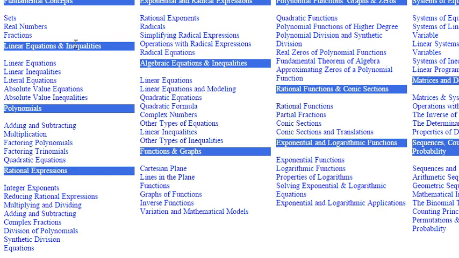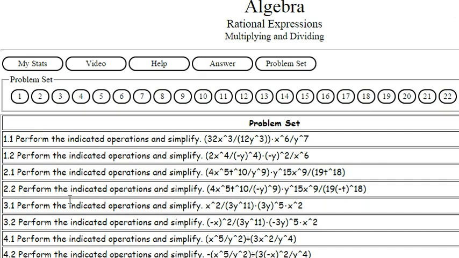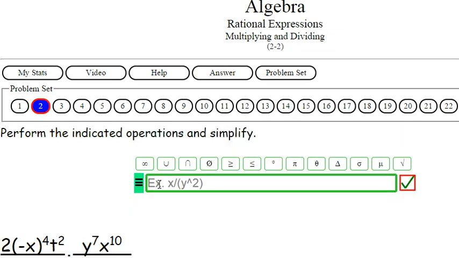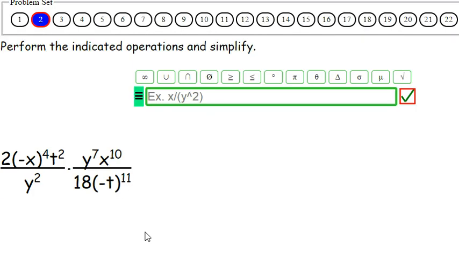Alright, click on the algebra. Let's go down to multiplying and dividing rational expressions. We're looking at 2.2. What a mess this looks like. We're going to clean it up though.